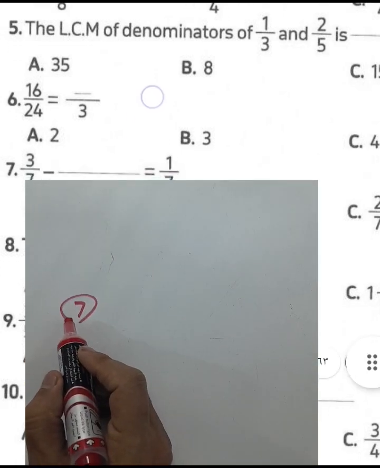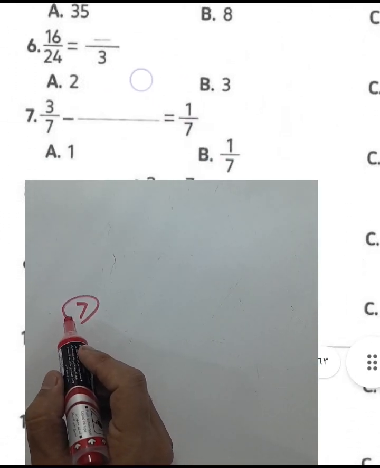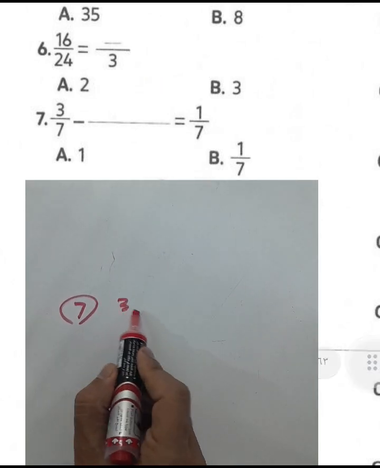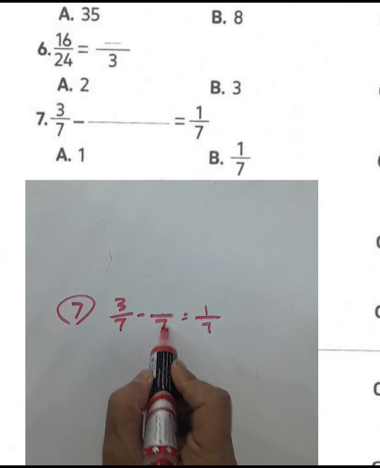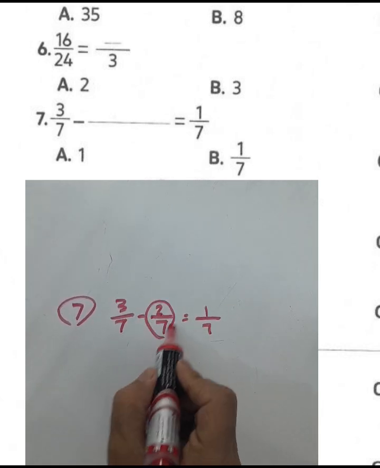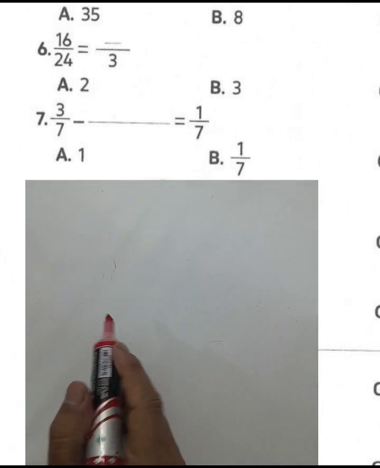Question 7. 3 over 7 subtract what equals 1 over 7? We can write 7 in the denominator. 3 minus 1 equals 2. Then the result will be 2 over 7.